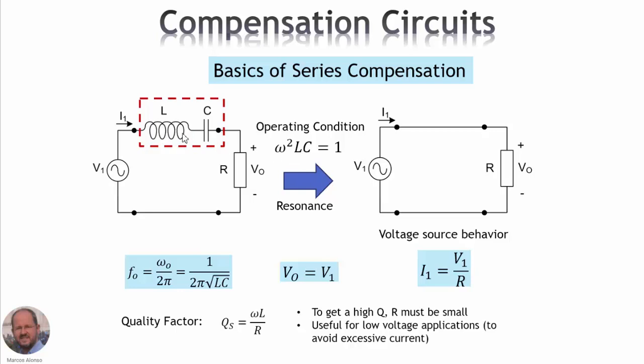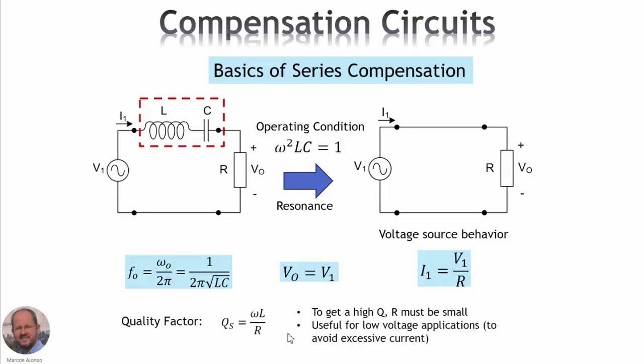So the equivalent impedance of the series inductance and series capacitance is going to be negligible. So we have this equivalent circuit in which the output voltage is going to be equal to the input voltage. For this, we have to operate our circuit under this condition, which is that the frequency of our converter is going to be equal to the resonant frequency, which is obtained with this expression here. So the output voltage is going to be equal to the input voltage, and therefore the current that is going to circulate in our circuit can be obtained with this expression.